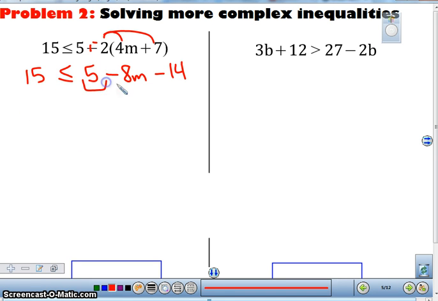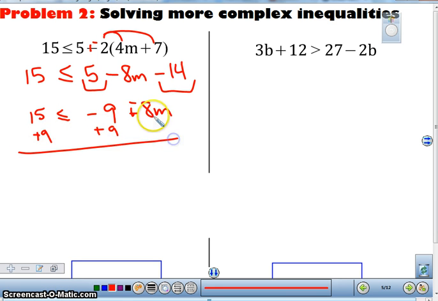We're going to add our like terms on the same side of the inequality. So 15 is still going to be less or equal to. We are going to have a negative 9 minus 8m. And again, some of you might want to rewrite this as plus a negative 8. We're going to now add 9 to both sides because we want to get the m by itself. So we have 24 is less or equal to negative 8m.